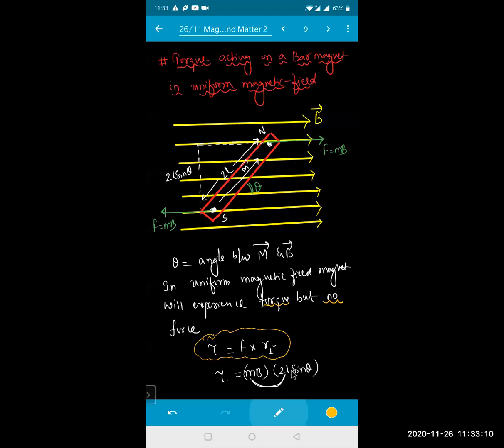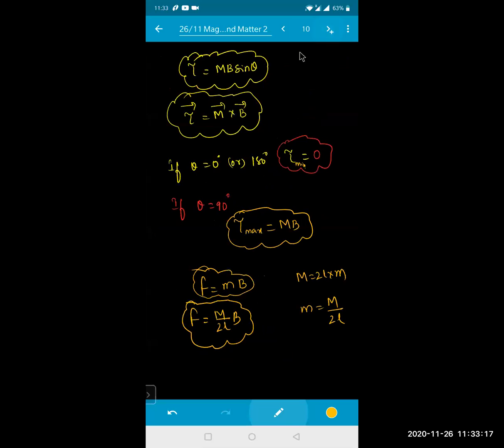So mB into 2L sin theta. This small m into 2L is nothing but what? Capital M. That is the reason I have written that tau is equal to MB sin theta. It is like a cross product, A bar cross B bar. So tau is equal to M bar cross B bar. At theta 0 or 180, tau is minimum. At theta 90 degrees, tau is maximum. Force is mB.